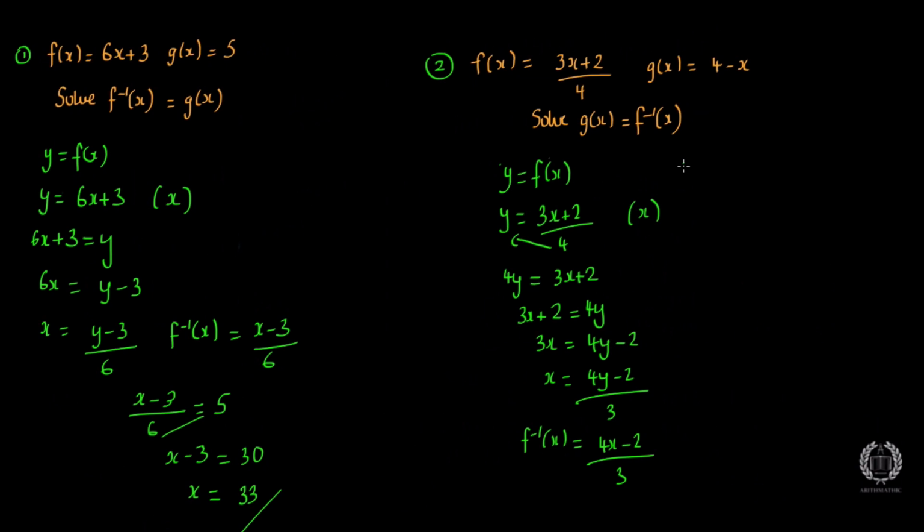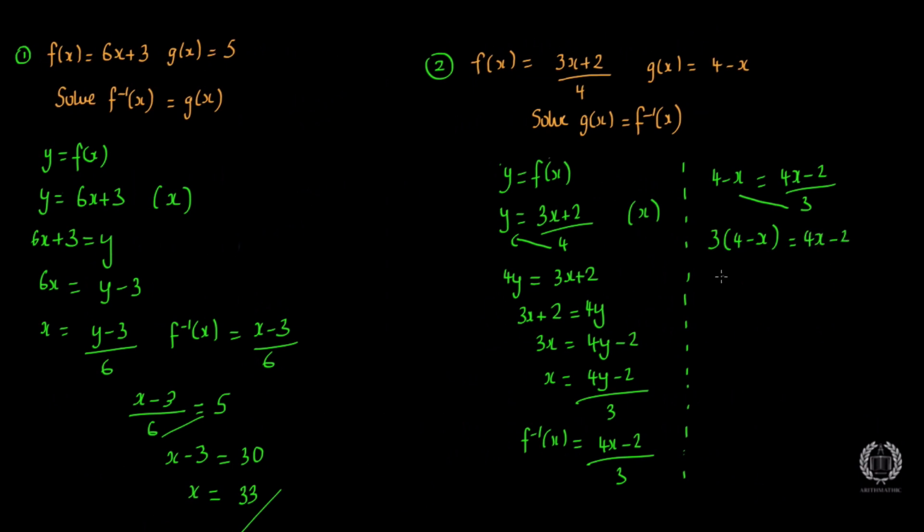Now the next bit here, because we found our inverse function, we need to solve it. So we have g of x. So g of x in this case is 4 minus x, equals f minus 1 of x, which is our inverse function, which is what we found here. So I'm going to equate that to 4x minus 2 over 3. And remember, we want to find a value of x, so we need to solve for x. So we can cross multiply this 3 by 4 minus x. So we can say 3 times 4 minus x equals 4x minus 2.